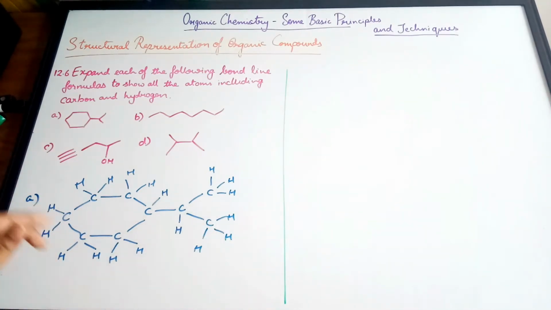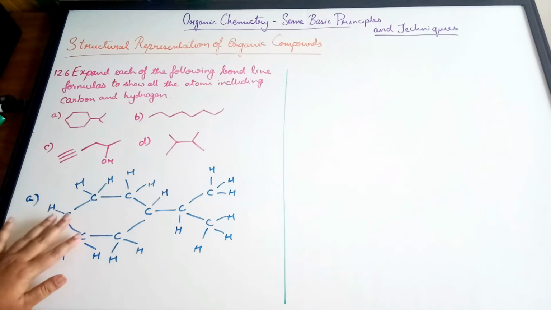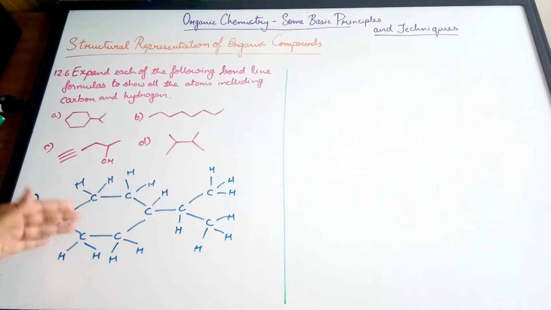So first what we did was we drew the carbon skeleton and then we added the hydrogens because it's easier to do that. If you're more comfortable with doing it directly, you can, but I find that this way you tend to make lesser mistakes.